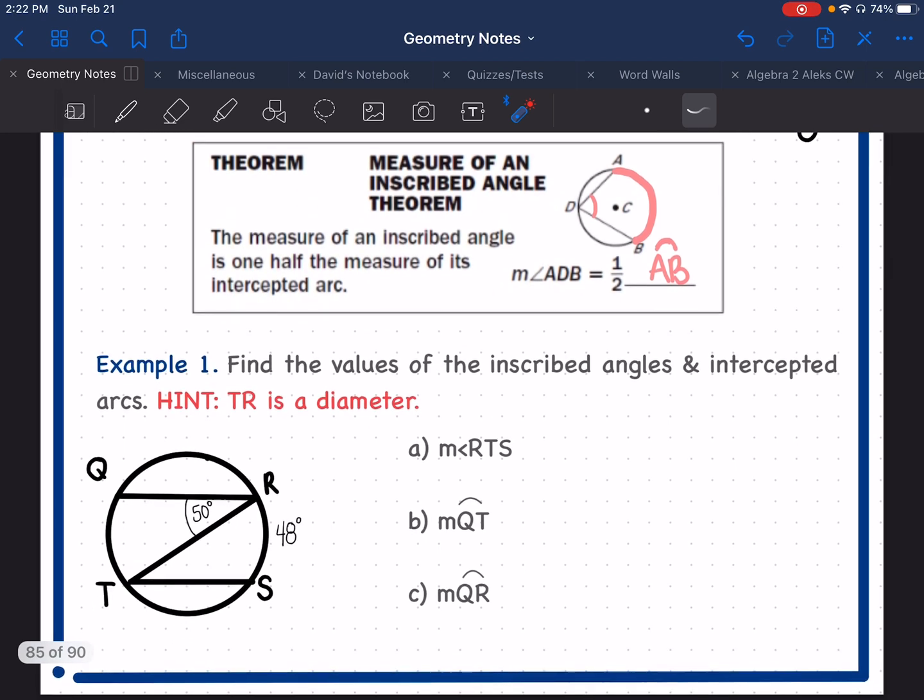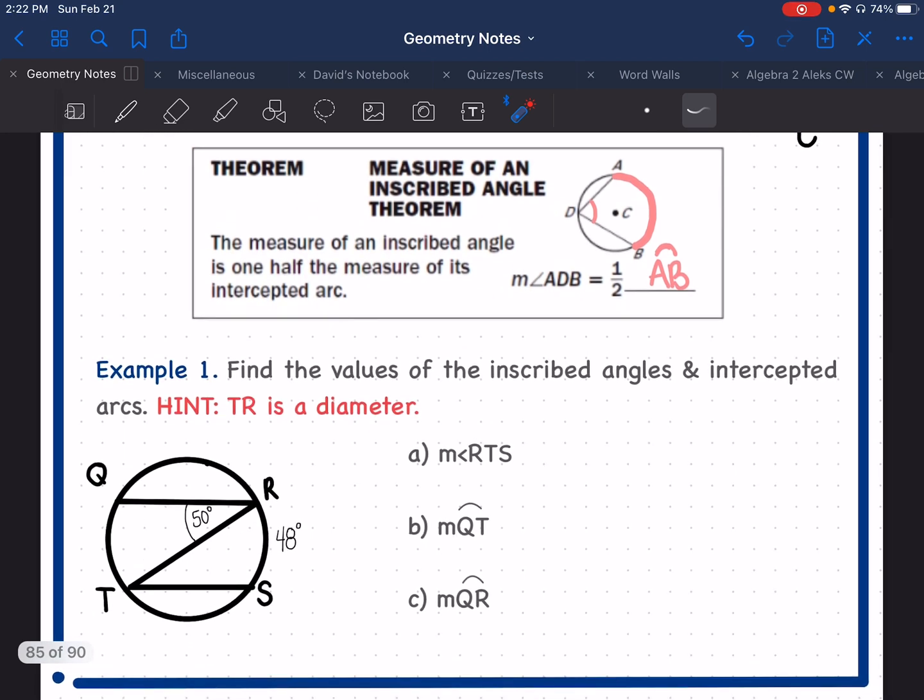Let's go ahead and take a look at an example. Example 1, find the values of the inscribed angles and intercepted arcs. And here's a hint. TR is the diameter. So even though it doesn't look like it, and it doesn't necessarily have to, TR is my diameter. So I'm going to go ahead and help myself out by putting my center right here.